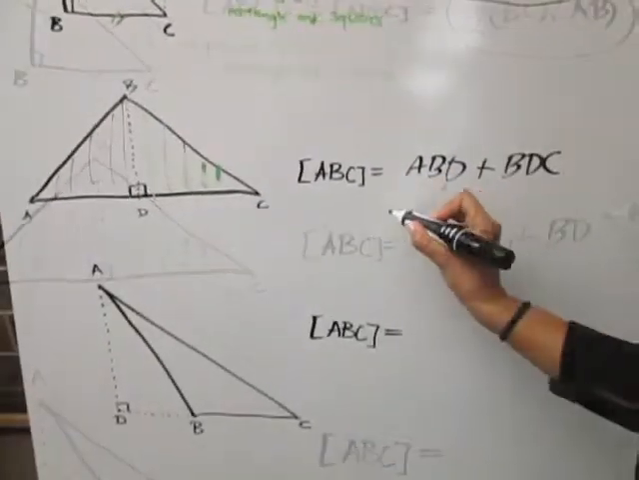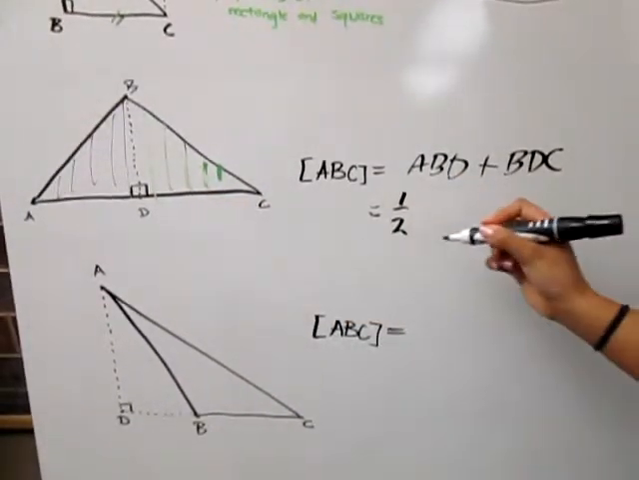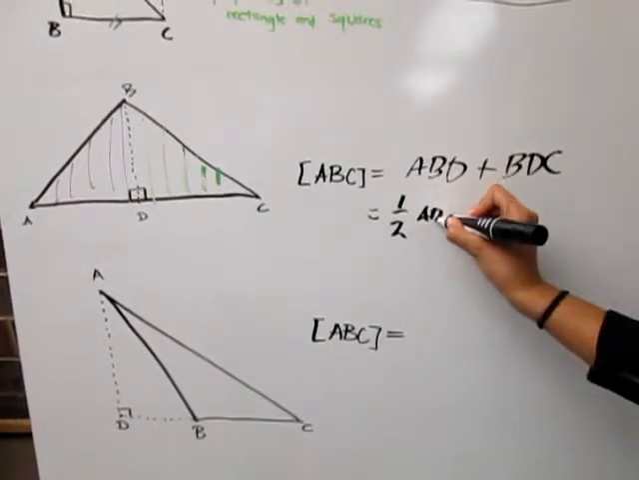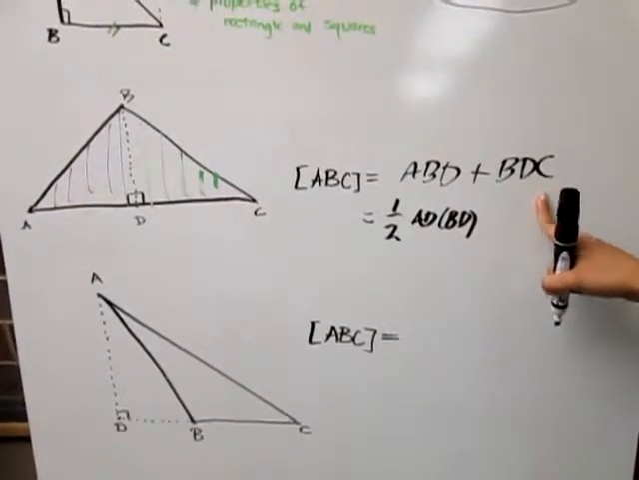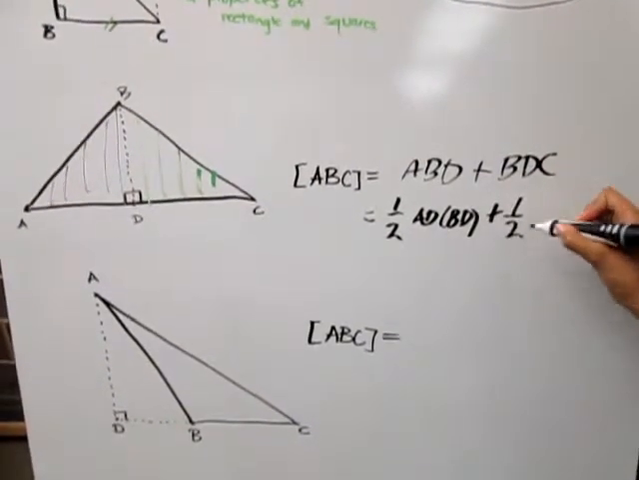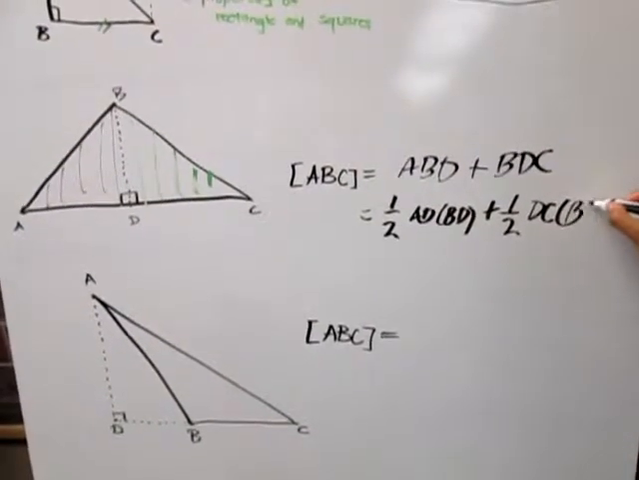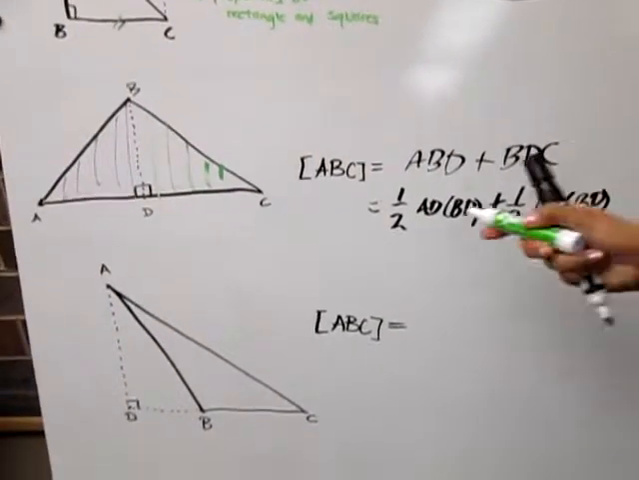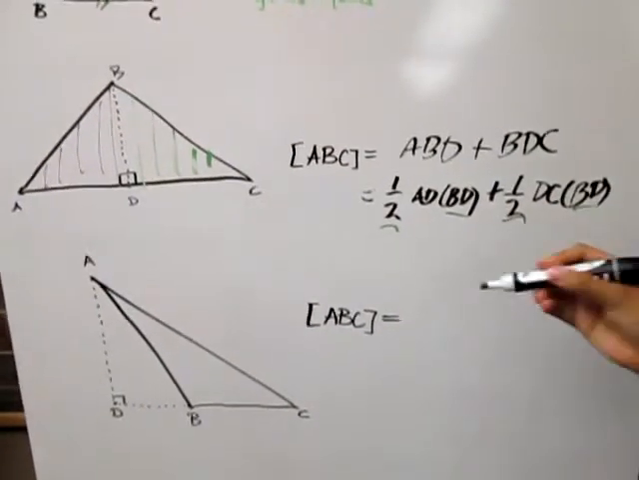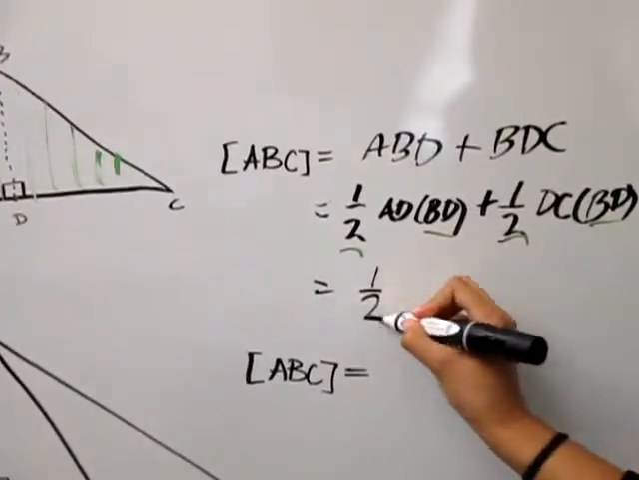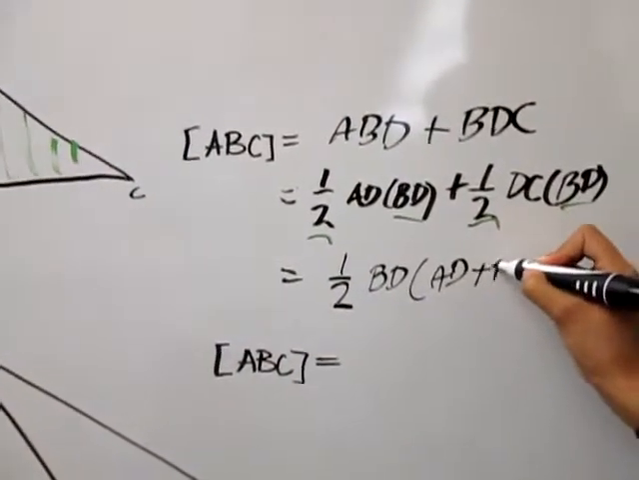So now that we have this, we could say that this is equal to 1/2 the base, which is AD, times the height, which is BD. And for triangle BDC, we could say that that is 1/2 the base, which is DC, times the height, which is BD. Now from here we could see that we could factor out a 1/2 and a BD. So from here on we could say this is 1/2 BD times AD plus DC.